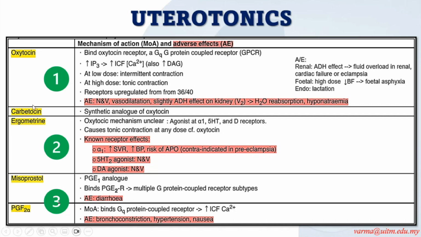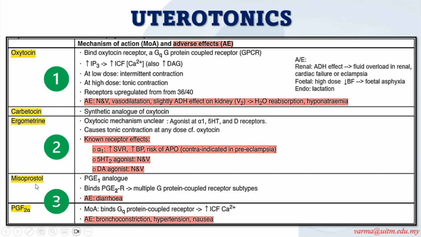So that's why we use Syntometrine, which is a combination of oxytocin and ergometrine, which has a balanced side effect profile of these two. It doesn't cause much of a side effect compared to giving either drug directly. This combination has a better pharmacokinetic and pharmacodynamic profile.